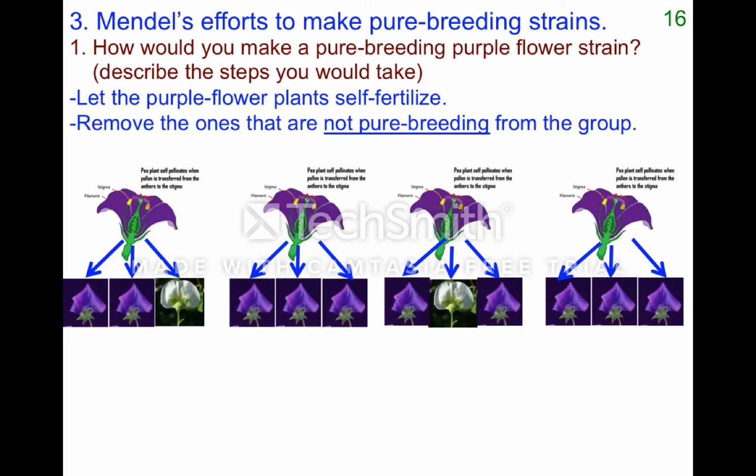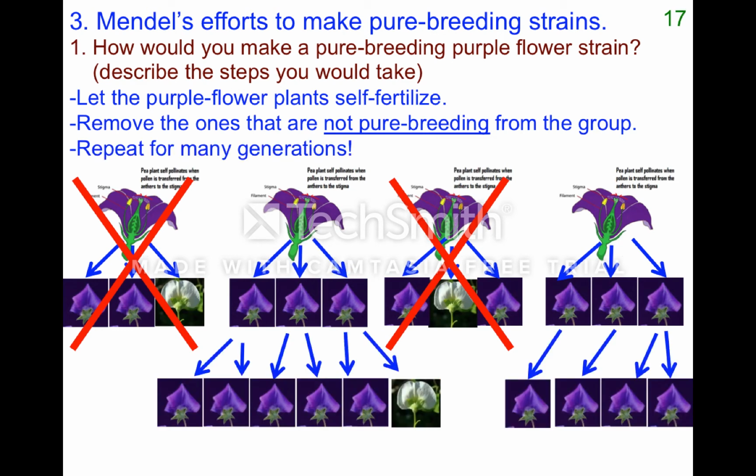So if you find that one of these plants makes offspring that are not purple, then you know that this is not a pure breeding plant. So you should exclude that from your population that you're trying to make pure breeding. Same with this one here. It produced some white flowers. It's not pure breeding. Let's just get rid of those offspring and the parent plant altogether.